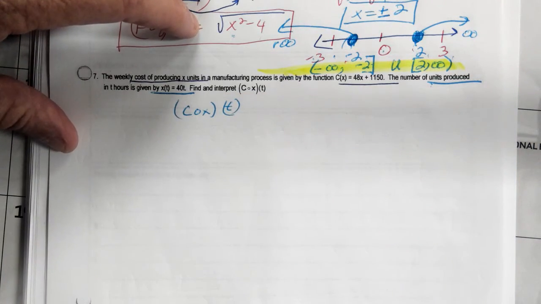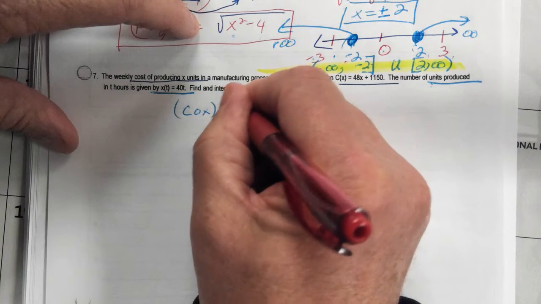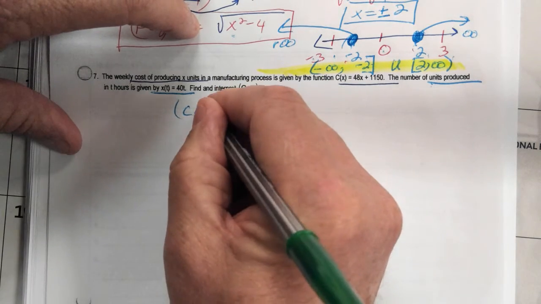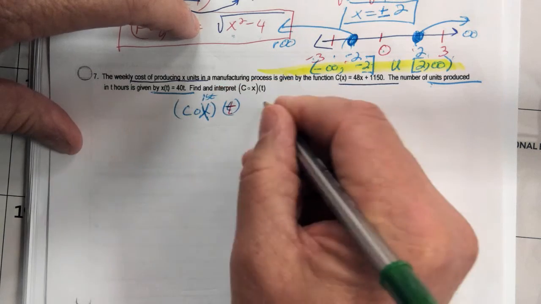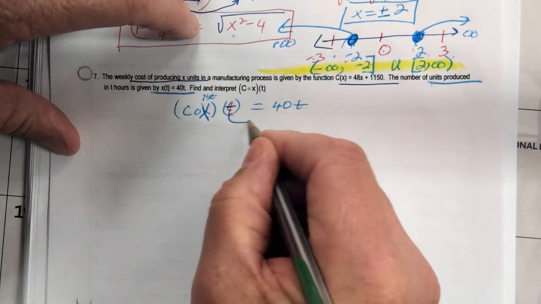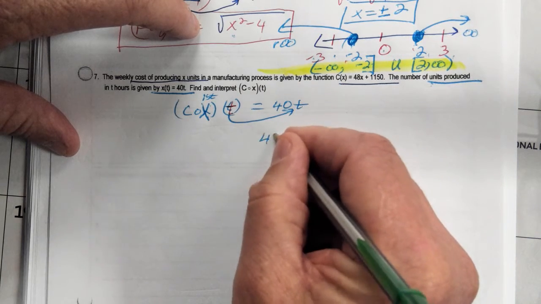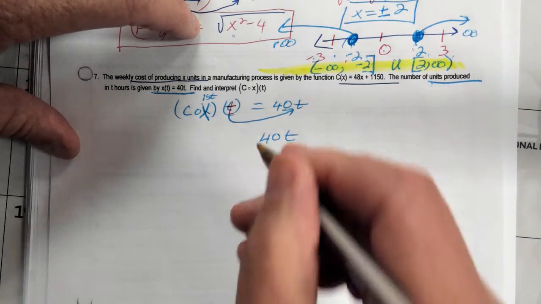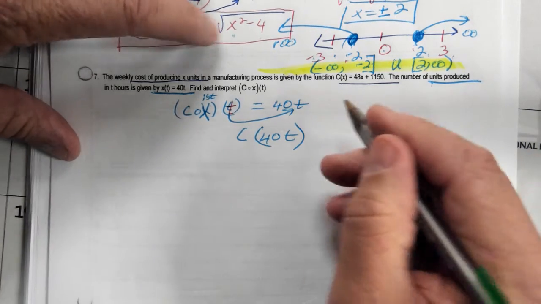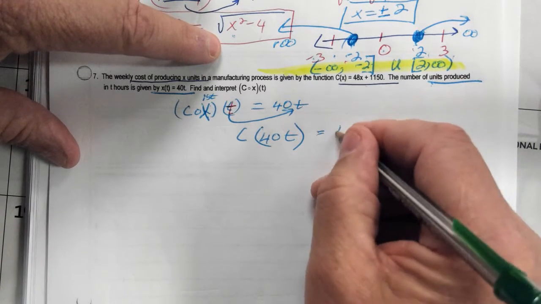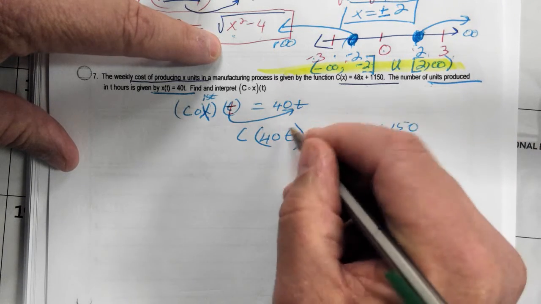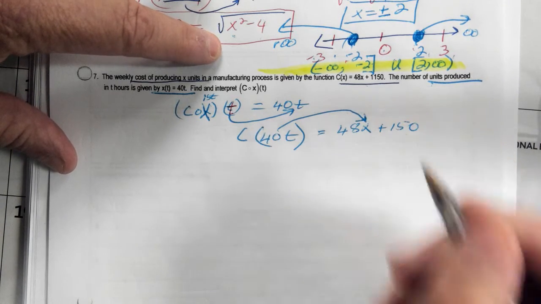A lot of kids get confused here because they put that t there. What function do we start with first? x, so equal it to 40t. If we plug in the t, it stays as 40t. We're taking that and plugging into c. Function c is 48x plus 150. You're taking the 40t and plugging it in for x.